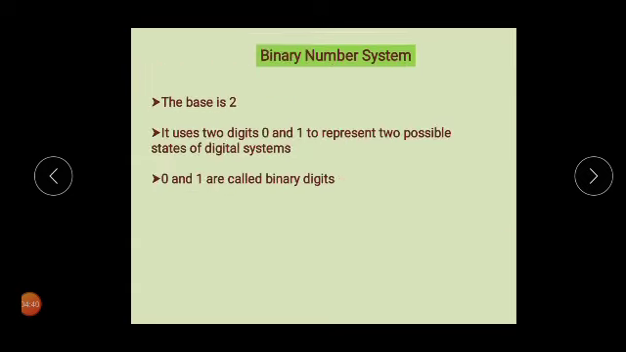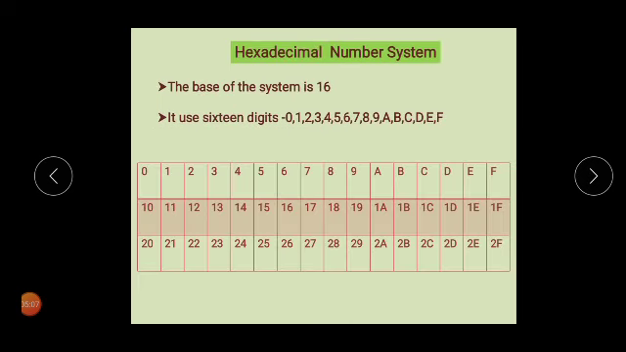We move on to the next number system, which is the binary number system. The binary number system uses only two digits, 0 and 1. So the base of the binary number system is 2, and these two digits 0 and 1 are called binary digits. How do we write numbers in the binary number system? We'll come to that in the next slides.